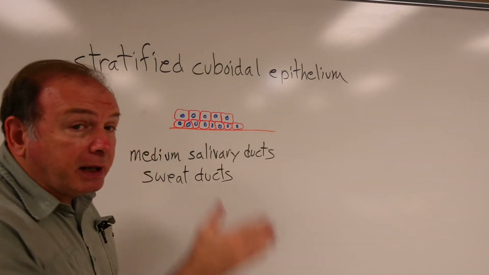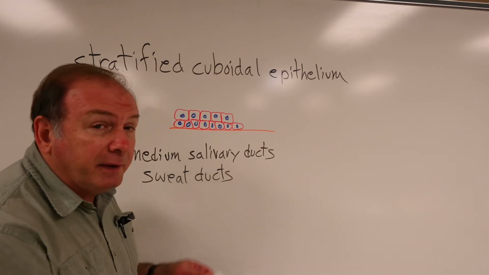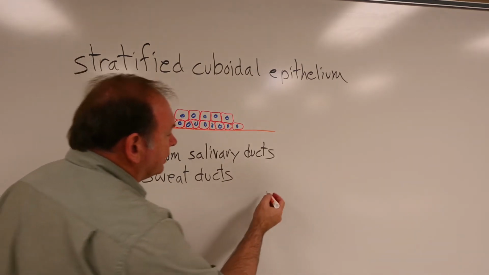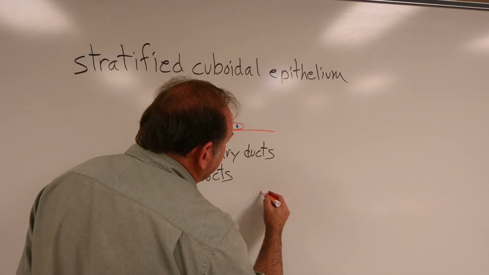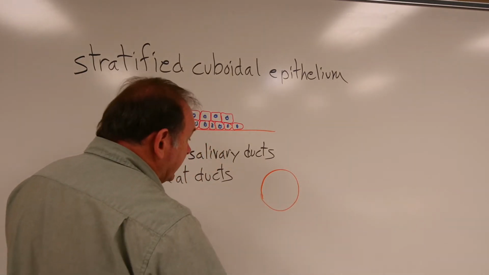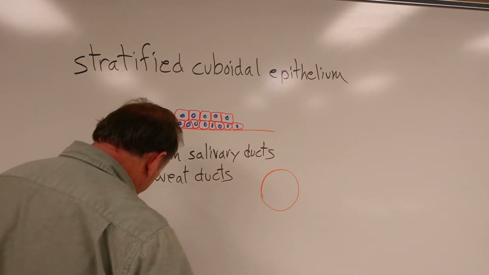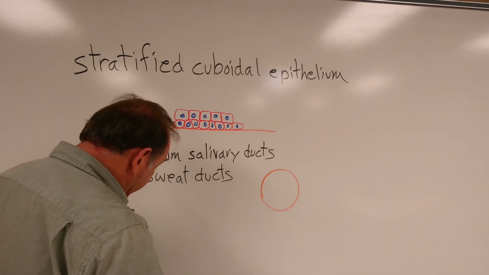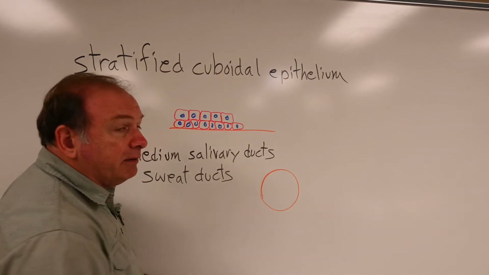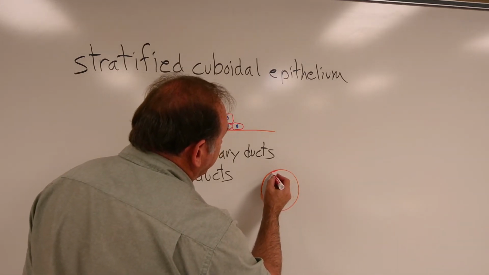So if we were to make a cross section of one of these ducts, say we cut through the skin, this is the way we usually see it histologically, we would see a circular basement membrane around the outside. In the middle would be the cavity of the duct, a tubular passage, what we often refer to as a lumen. The lumen is the cavity of an internal structure.